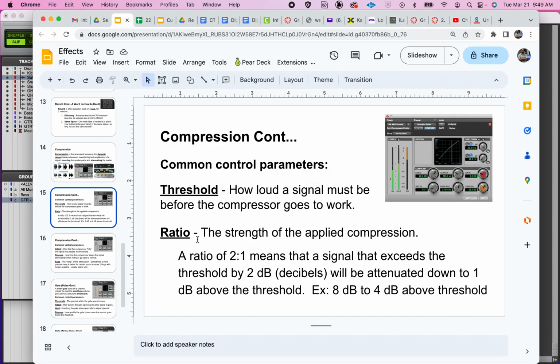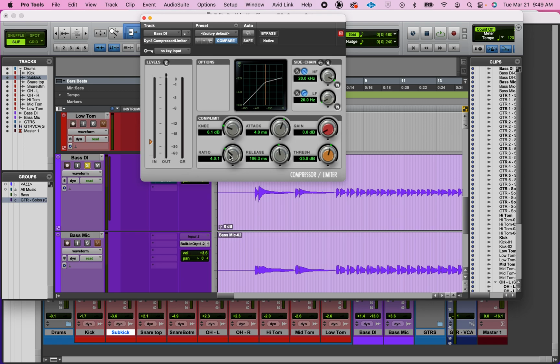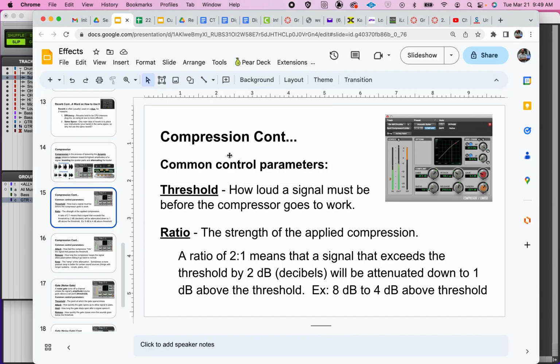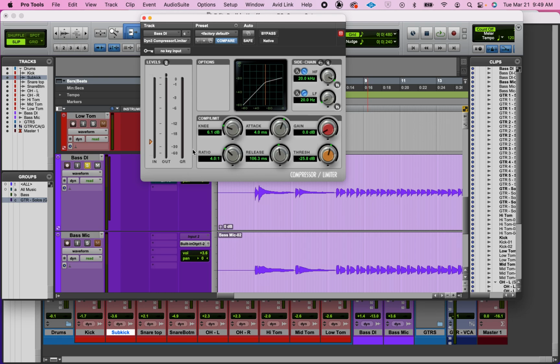The ratio: how much are we going to attenuate the signal when it comes above the threshold? So at a ratio of 2 to 1, if that signal goes above the threshold by 2 dB, we are going to push it down by 1. If it goes above by 8, we're going to push it to 4. A common starting place, the default for ratio on this unit, is 3 to 1. Many, many compressors start at 4 to 1, and I think that's a good starting point.